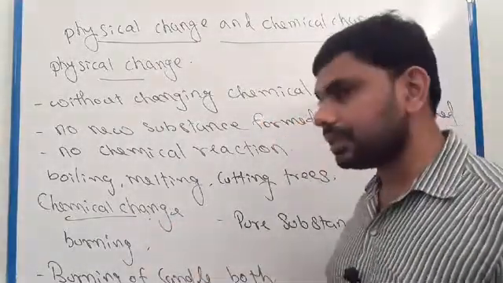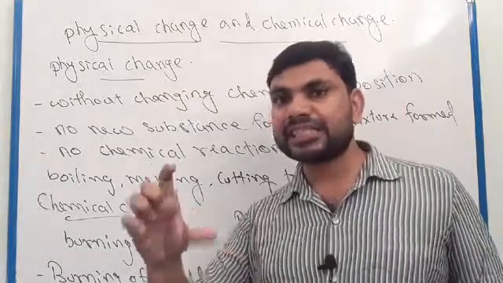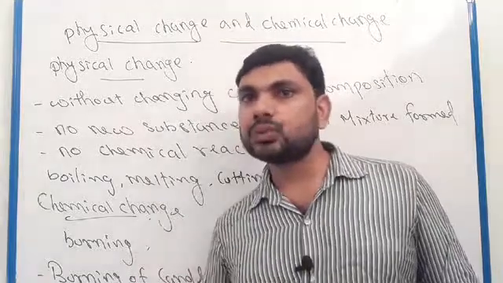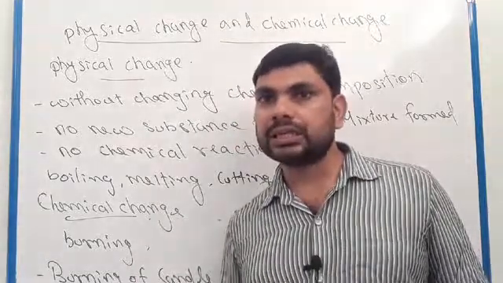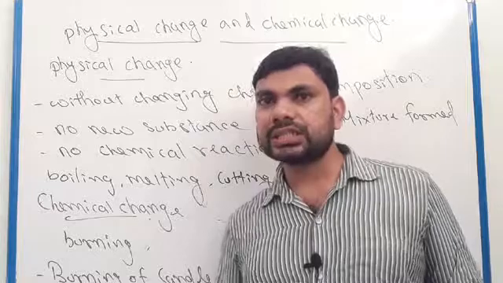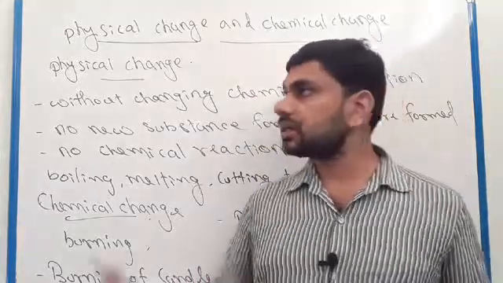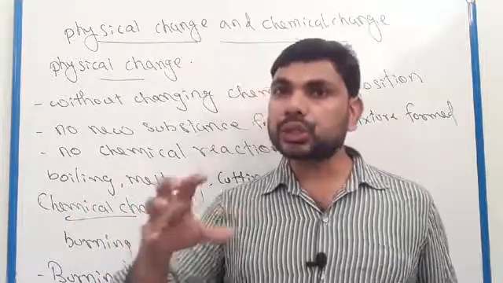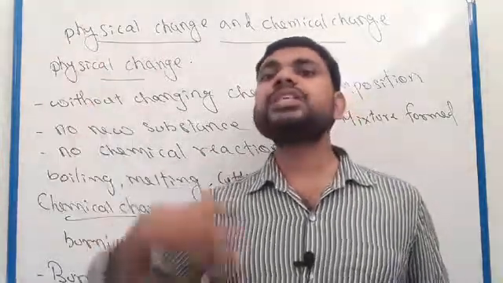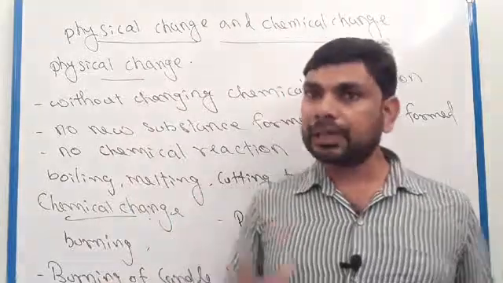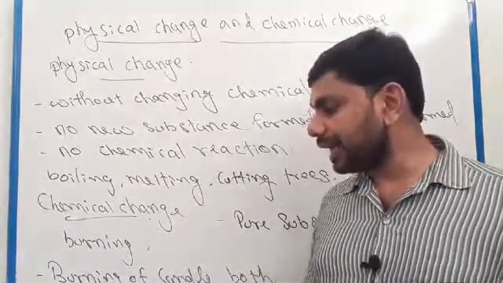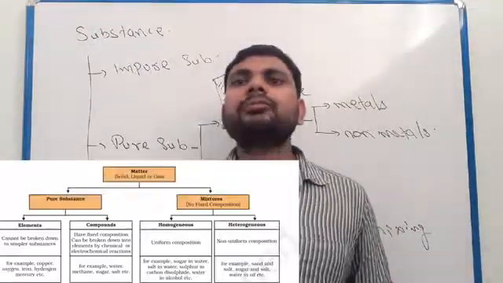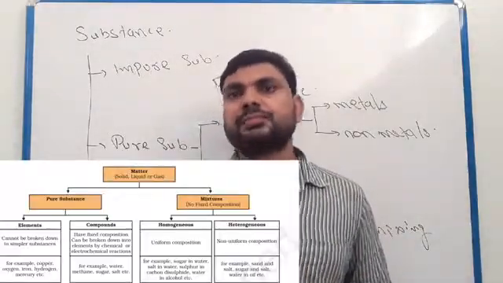Burning of a candle: you know candle wax is in solid state. When you burn it, it will melt and change to liquid state. So solid changes to liquid state, which is a physical change. Also, since it is burning of a candle, vapor is formed, a new substance is formed. So it is a chemical change also. So burning of a candle is both physical change and chemical change. Next one, we have to discuss here classification of substances.